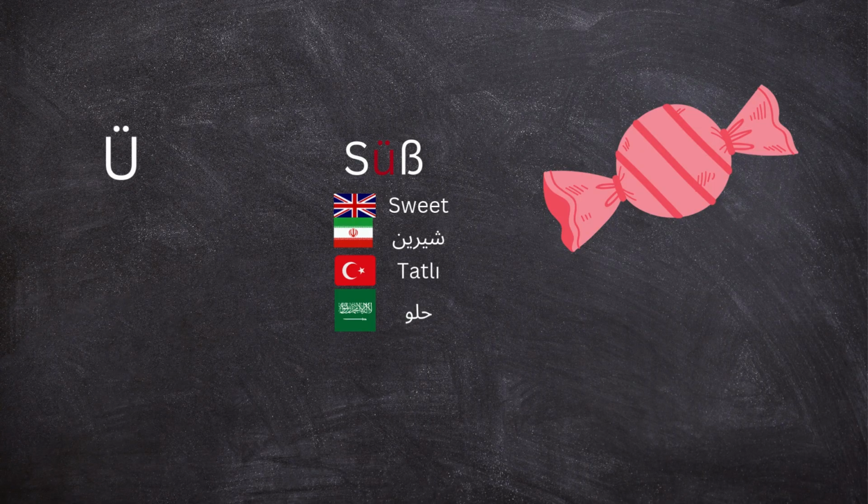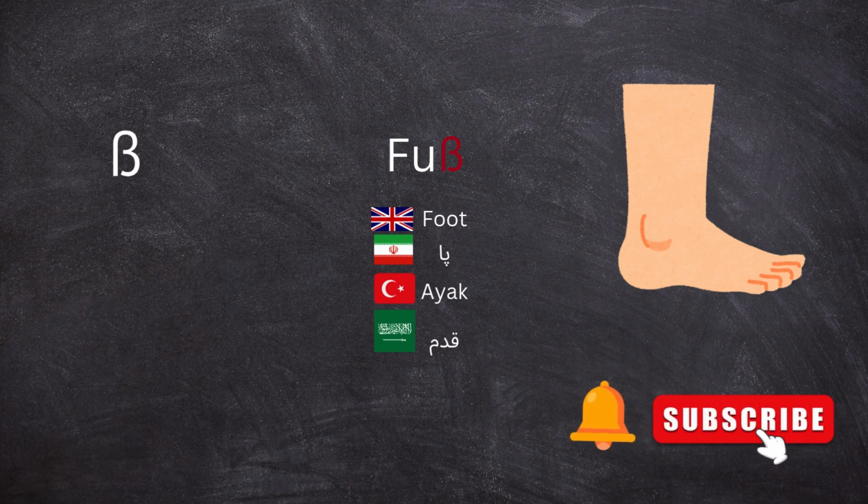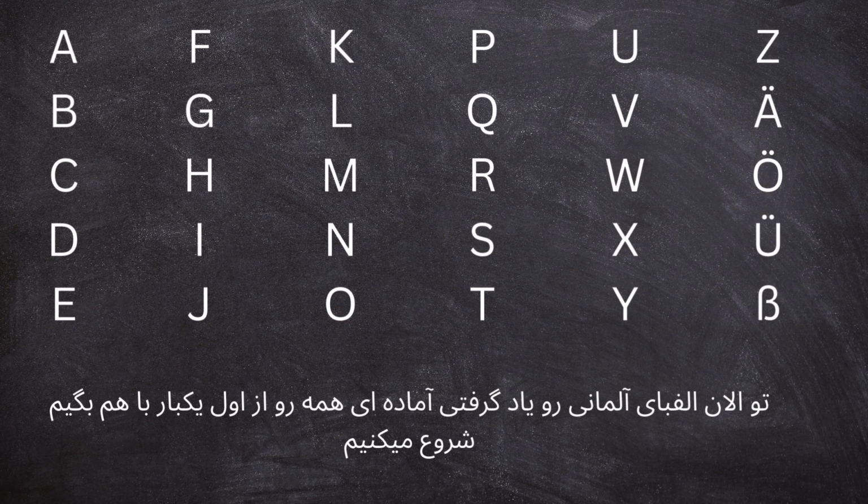Next letter is U umlaut. It sounds like Ü, like in süß. Next letter is ß, like in Fuß. Great job! Now let's go over the whole German alphabet one more time.